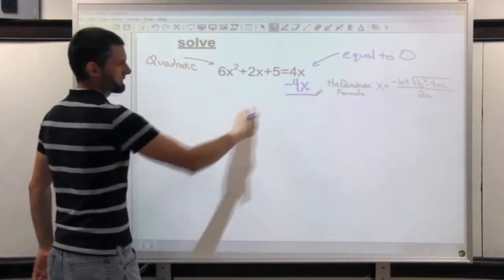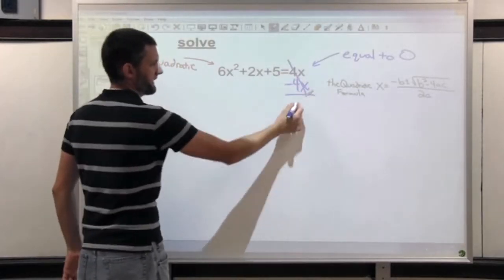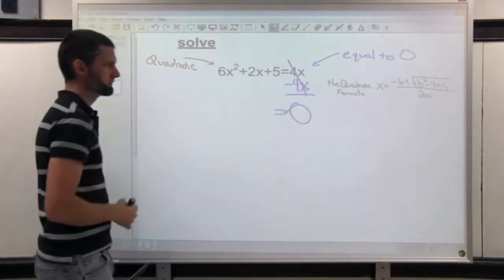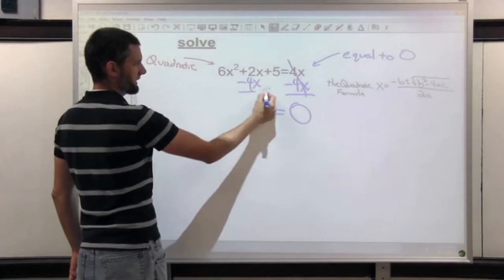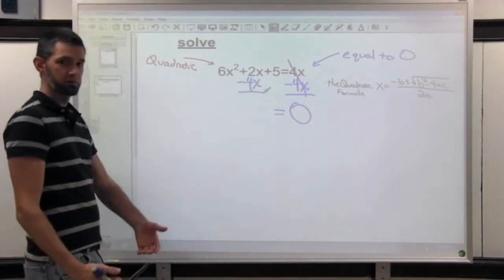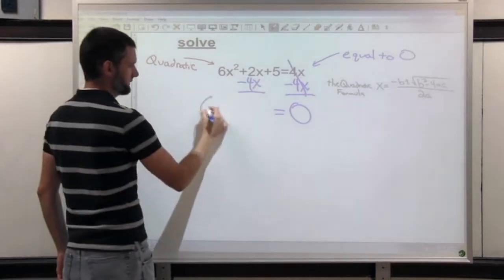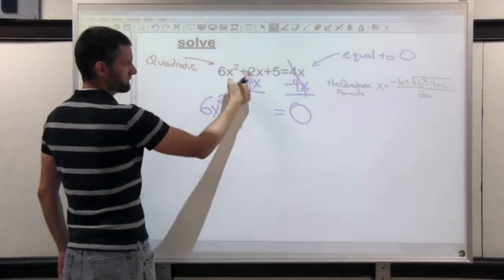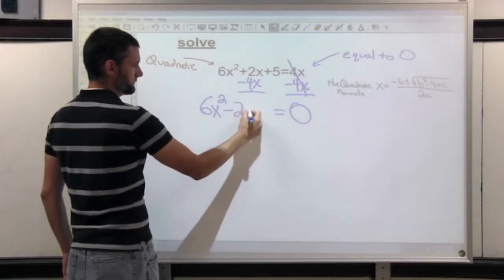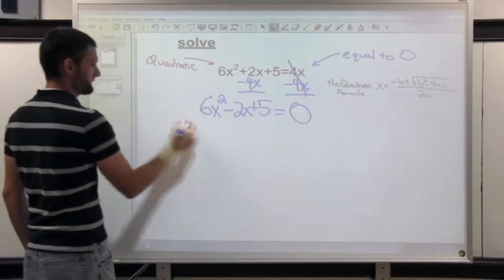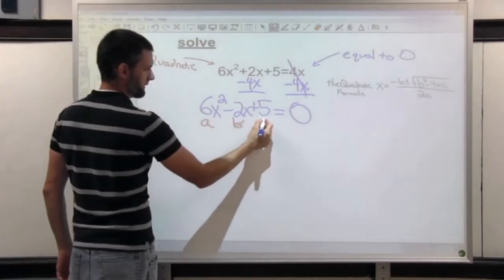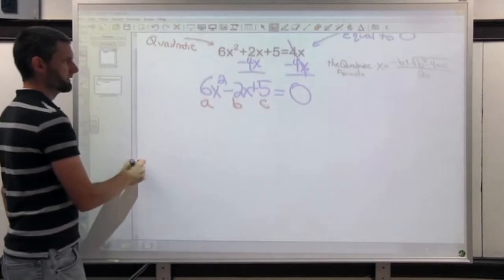So go ahead and subtract the 4x off of that side. That'll get one side equal to 0 for us. Now I'm going to put the minus 4x on this side under the 2x because they're like terms. 6x squared, 2 minus 4 is negative 2, plus 5. So here's our standard form, ax squared plus bx plus c.